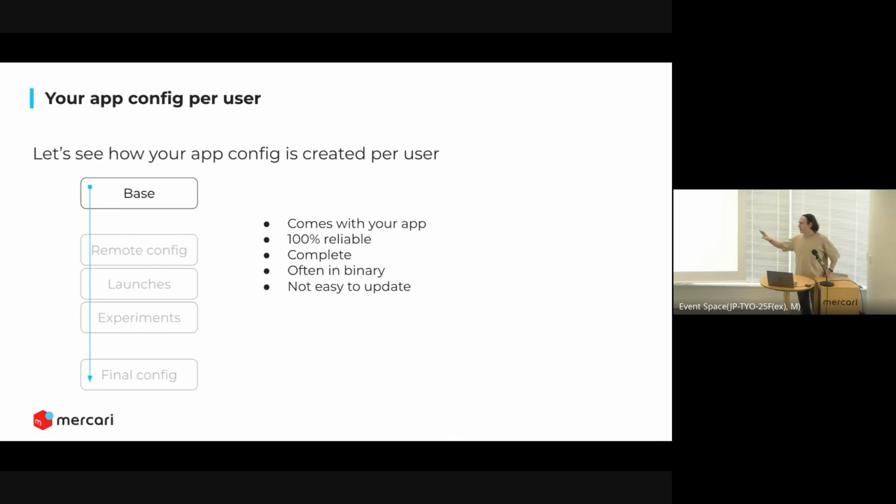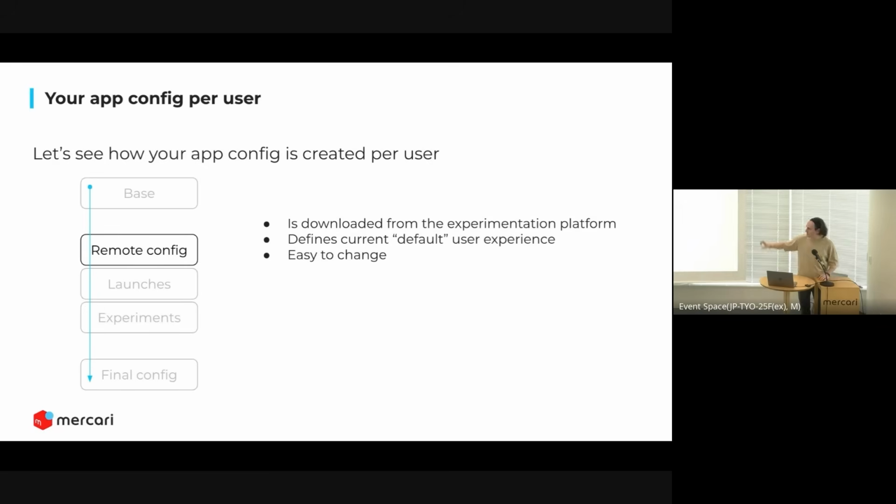And this is very important. Rommel touched on it, and he made the point that base configuration is critical, so you have to have it. It should come with your application. It should be 100% reliable, and it should be complete. It means if, for some reason, experimentation platform is not available, your app should not crash. It should be operational. The user can use it. They should ideally not notice that experimentation platform didn't work, right? And this is why base is so important. This is where we start.